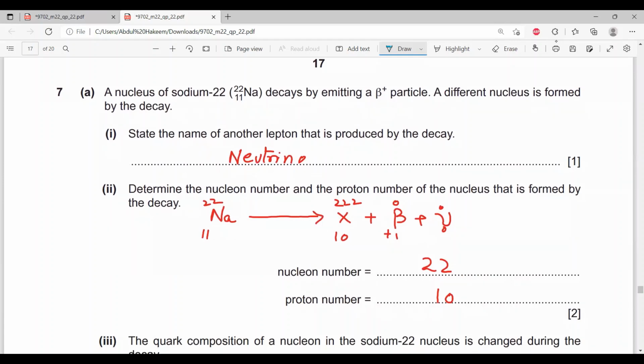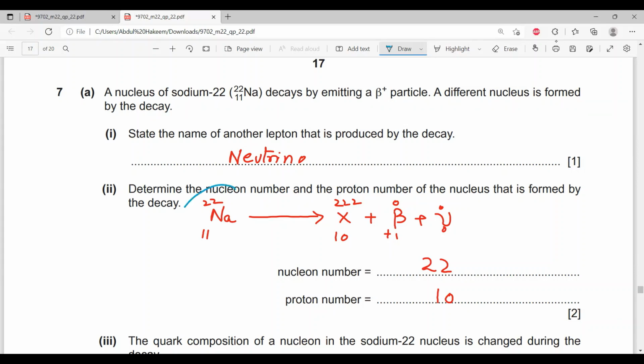Next question. A nucleus of sodium decays by emitting a positron. A different nucleus is formed by the decay. State the name of another lepton that is produced by the decay. When a positron is emitted, along with the positron, a neutrino is emitted. And it happens when a proton is converted into a neutron, meaning one up quark of the proton is converted into a down quark for the neutron.